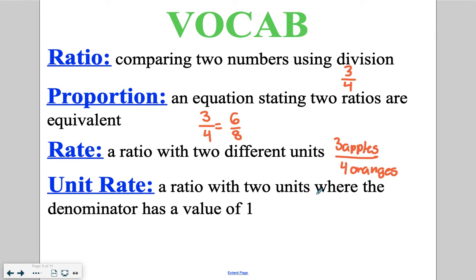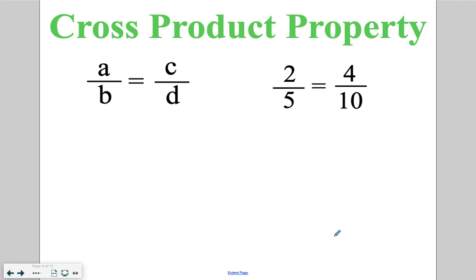And then a unit rate is a ratio where there are two units and the denominator has a value of 1. So for example, if I said there were 8 markers in one box, the bottom number, that denominator, has to be 1. So that's just some vocab revolving around ratios.